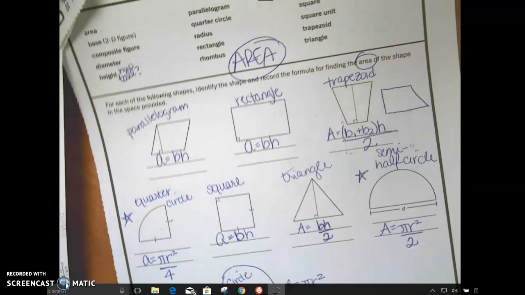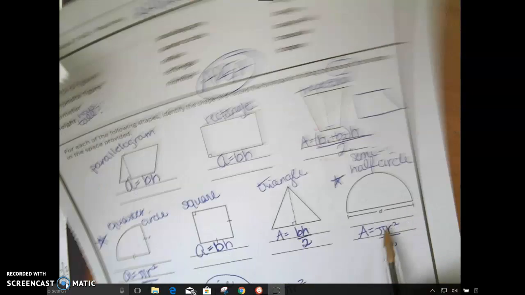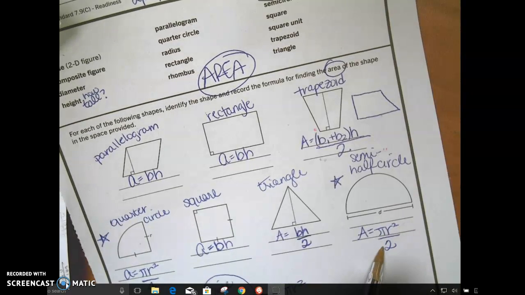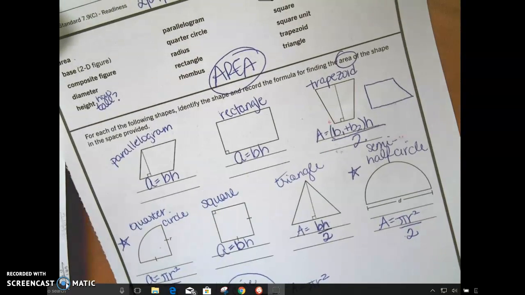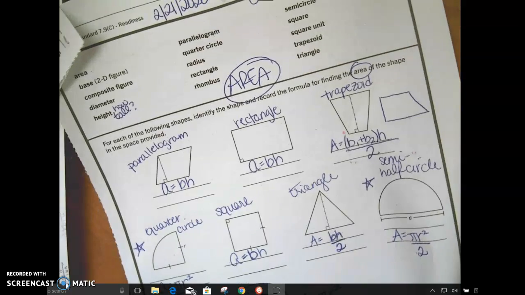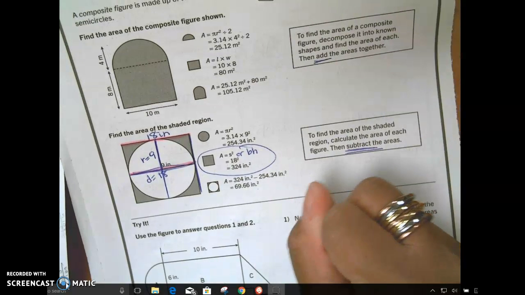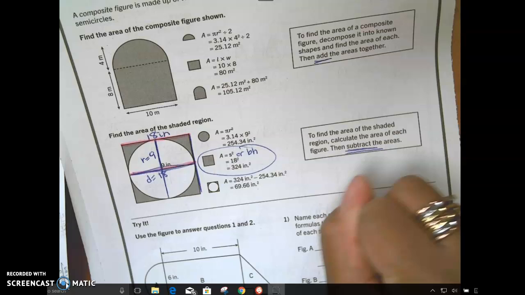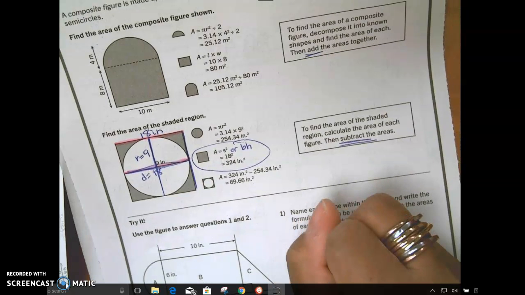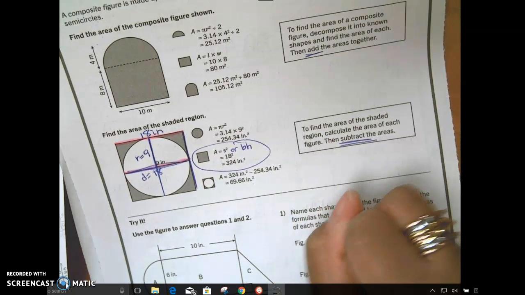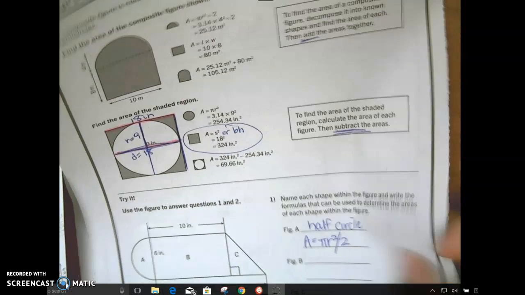And this is a triangle. So my half circle is here. In order to find half a circle, I do pi r squared divided by 2. So, half circle, area equals pi r squared divided by 2.